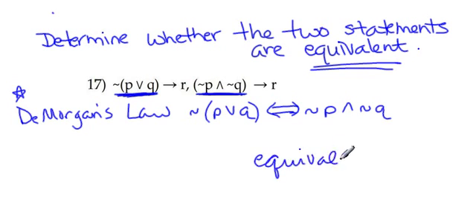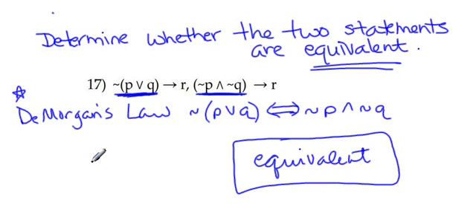If you wanted to form an entire truth table, you could, and the answer columns would be the same, but it's sufficient enough to show that the antecedents are logically equivalent, which makes those two statements equivalent since the rest of the statements are exactly the same.